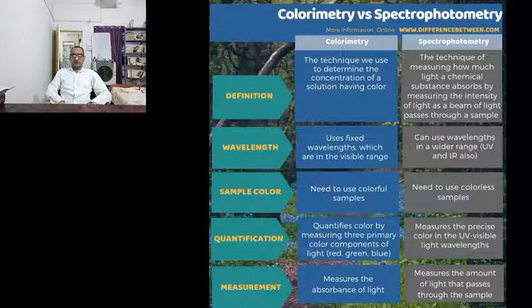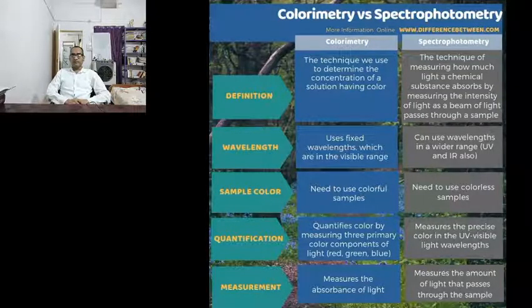Good morning, friends. Today I am going to discuss the difference between colorimetry and spectrophotometry. I have already taught both the techniques, colorimeter and spectrophotometer, both the instruments, in the class. But the students got confused about what is the difference between colorimetry and spectrophotometry. They were constantly asking me.